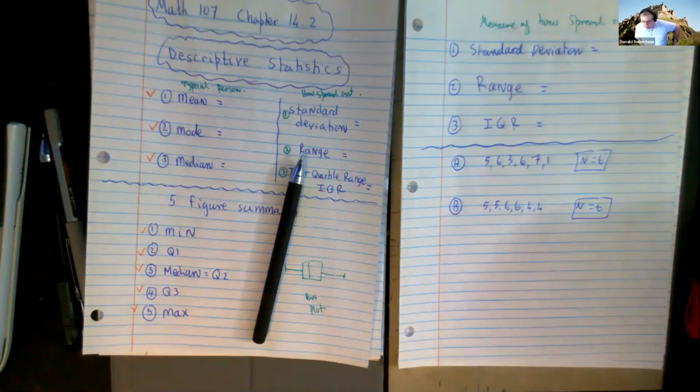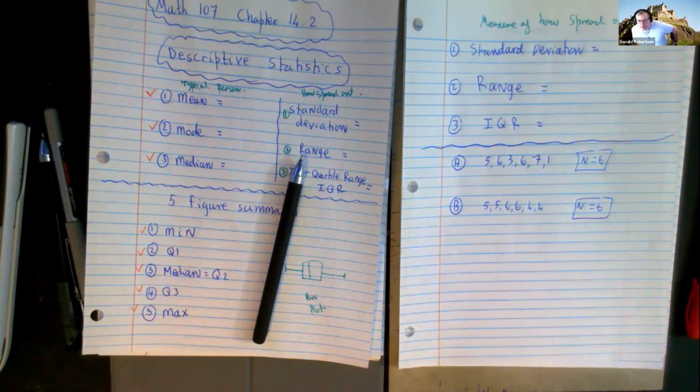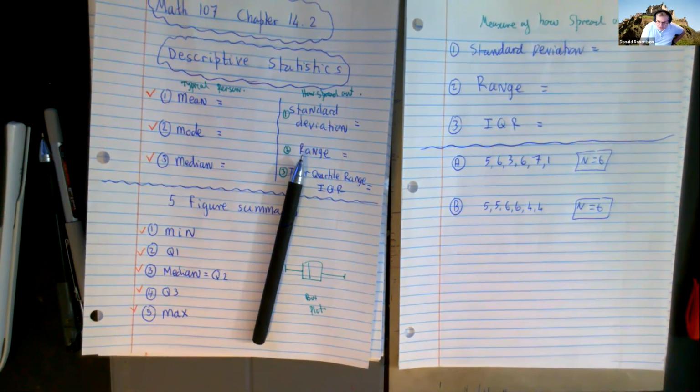Okay, so here's my two data sets. We are going to calculate the standard deviation, the range, and the interquartile range, and we're going to do it using the calculator. Essentially, I'm going to have to do it with two data sets. You won't see these for a few moments because I'm going to go over to my other screen where the calculator is.